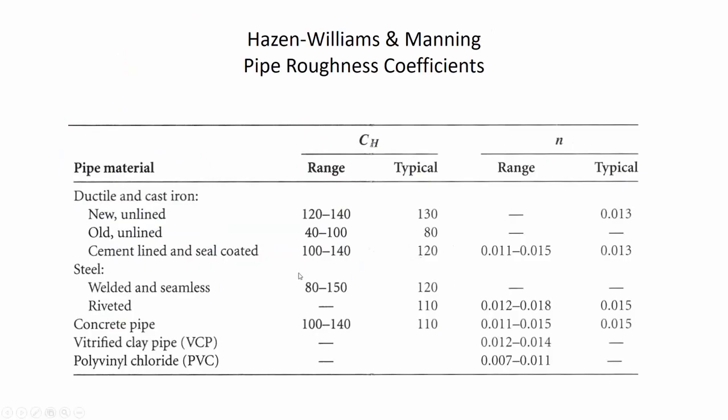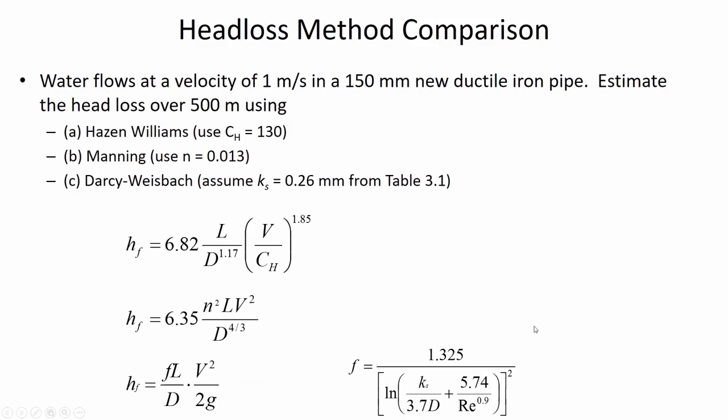Here's a table that compares typical C values and typical n values, and let's use those in a comparison of the three different methods: the Hazen-Williams, Manning's, and Darcy-Weisbach. The Darcy-Weisbach is the gold standard in accuracy. And if we really wanted to be picky, instead of using Jain, we could use the Colebrook equation, but Jain does a pretty good job as we've previously demonstrated.